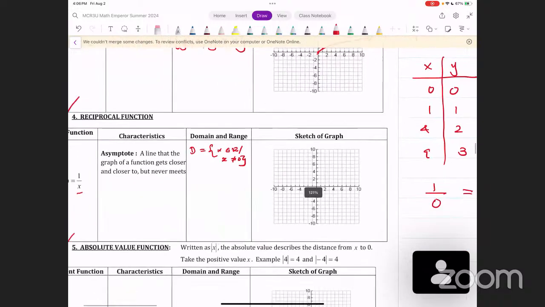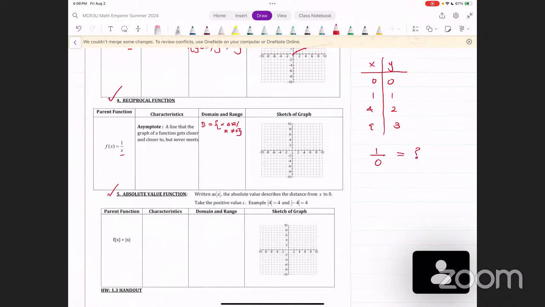Now what we're going to do is sketch this. So how do we sketch it? We're going to do the table of values, x and y. So let's start from -2. 1 over -2 is -0.5. 1 over -1 is -1. 0 is not defined. 1 is going to be 1. 2 is going to be 0.5. Make sense?